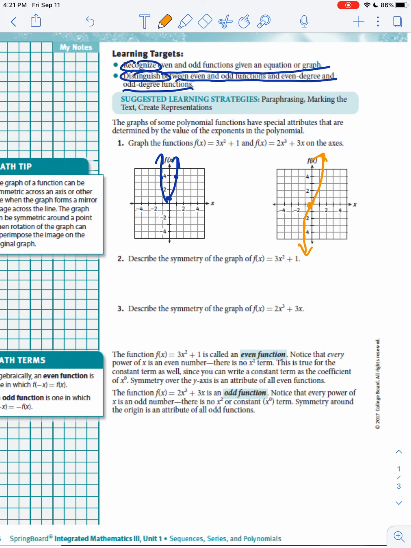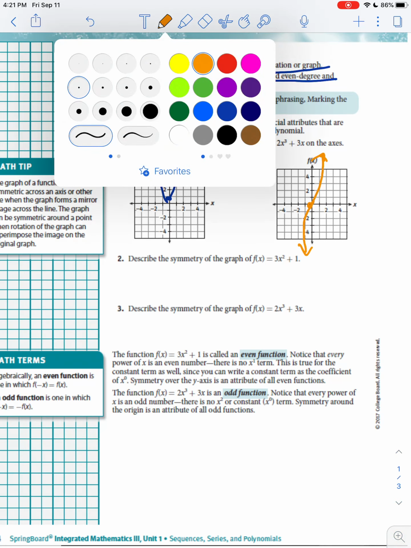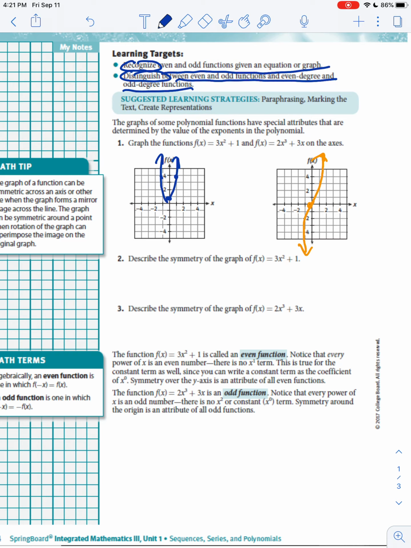Okay, so what we want to do now is describe the symmetry for each graph. So if you look at the graph in number 1, you should notice that that graph has symmetry to the y-axis. So we would say it's symmetric to the y-axis. Whereas the graph on number 3 is a little bit trickier to understand that kind of symmetry.